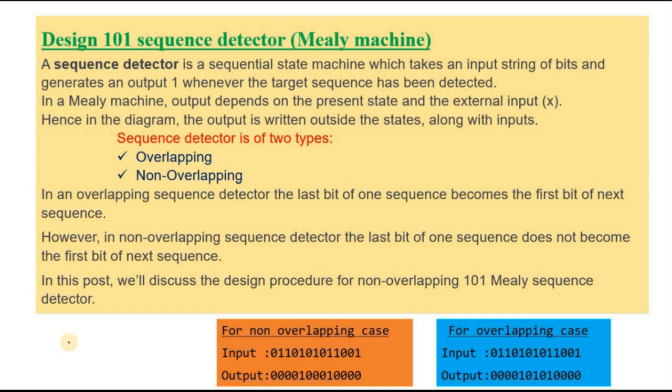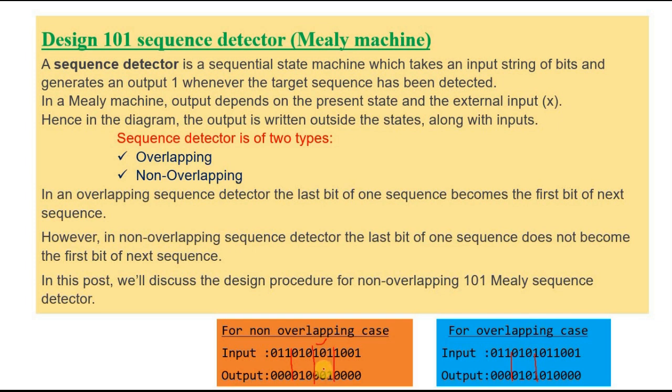So this is an overlapping case. So where is 101? 3 bits we will do. So this is the overlapping case. Non-overlapping case: 1, 2, 3. See, this is the non-overlapping case. It's 0, 1, 0, 1, 0. So here 0, 0, 1. So this is one non-overlapping case.